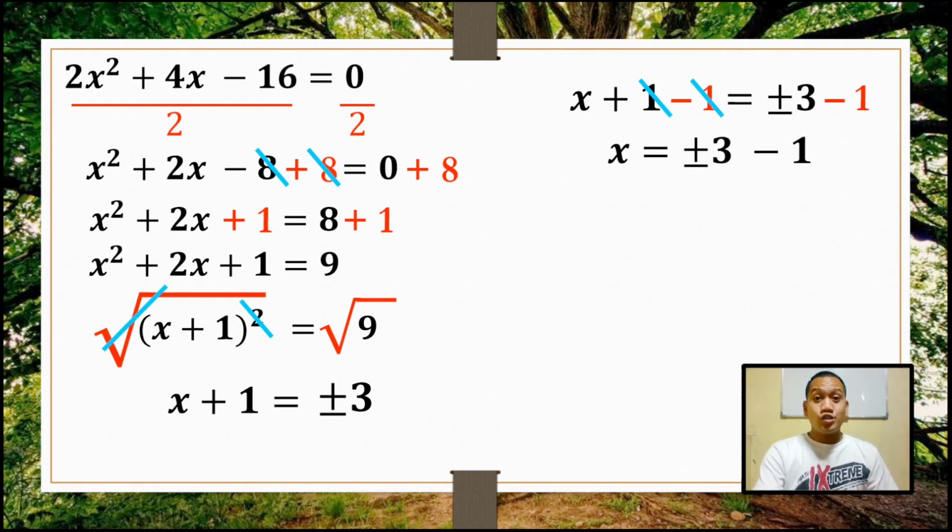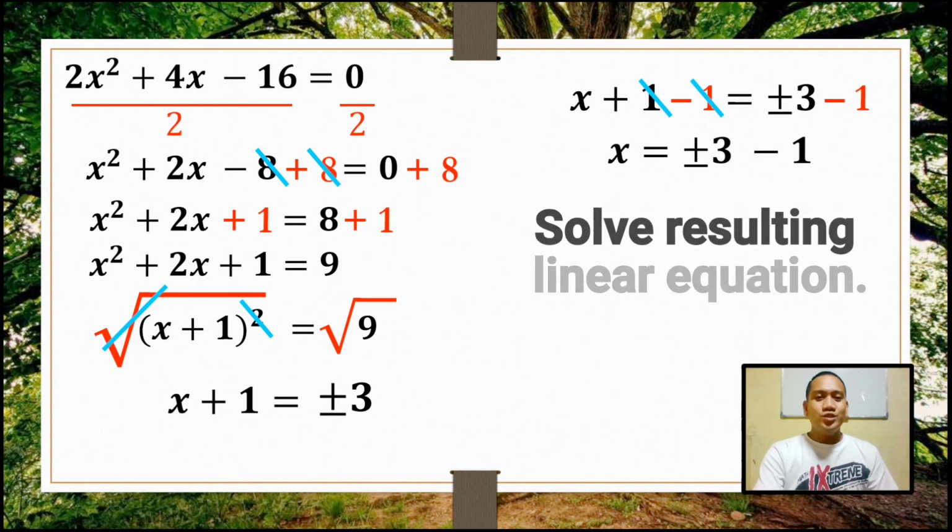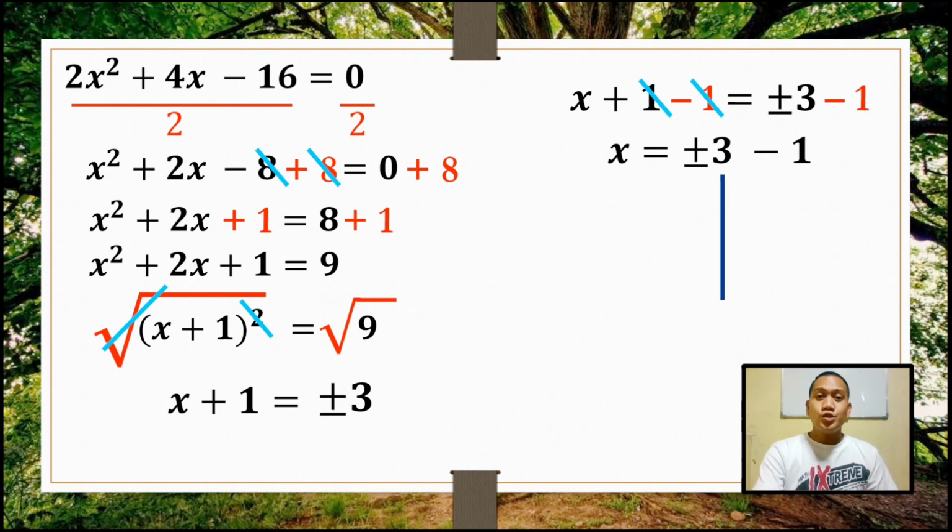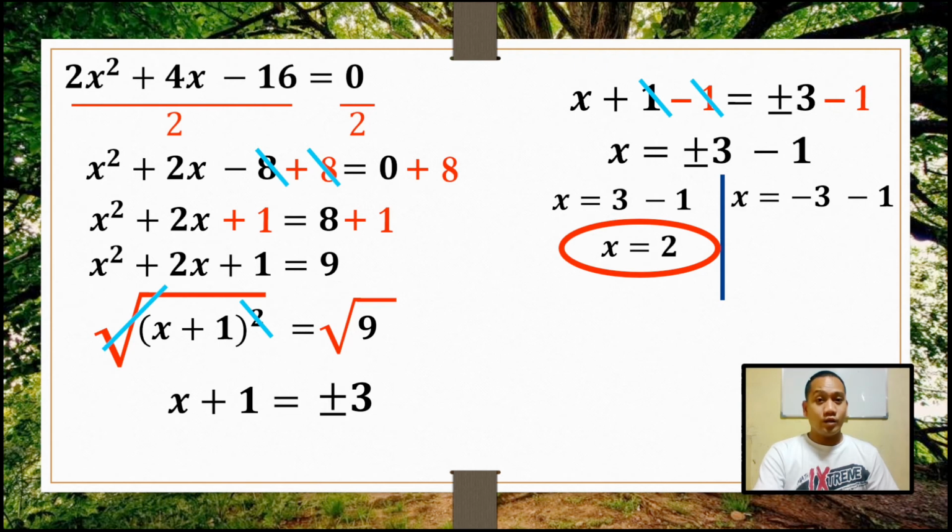To determine the solutions of our quadratic equation, all we need to do is to separate positive 3 from negative 3. So for our first solution, we will have x is equal to 3 minus 1, while the other solution will have the equation x is equal to negative 3 minus 1. So to determine the first solution, that is the difference of 3 and 1, and that gives us 2. So this would be the first solution of our quadratic equation, while the second solution would be the answer for negative 3 minus 1, and that is x is equal to negative 4.